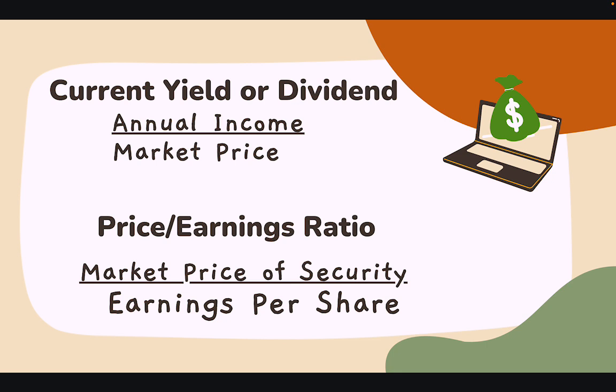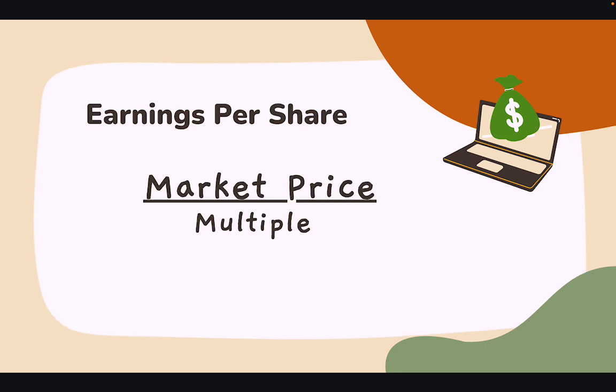Price earnings ratio: the market price of the security divided by the earnings per share. Earnings per share is found by taking the market price and dividing by the multiple. Again, we are going to memorize these formulas; expect to be tested on these formulas. How do you find earnings per share? You take the market price and divide that by the multiple.